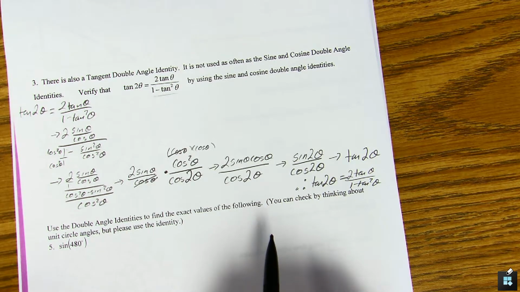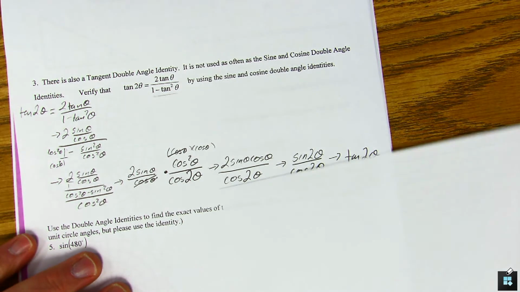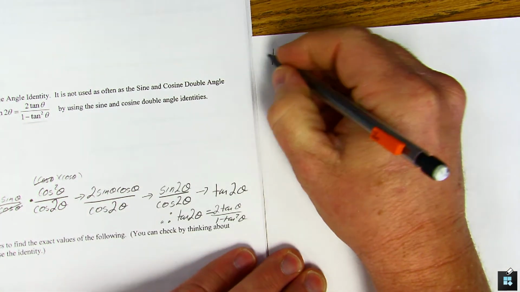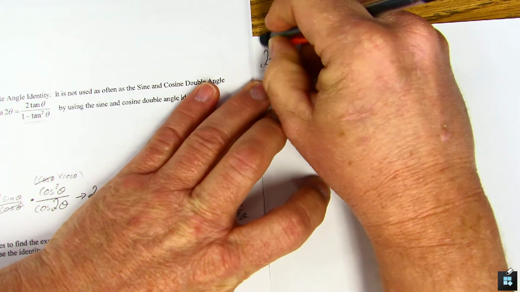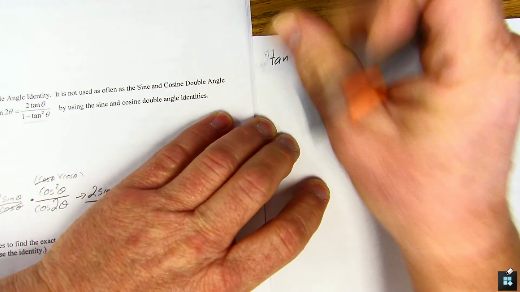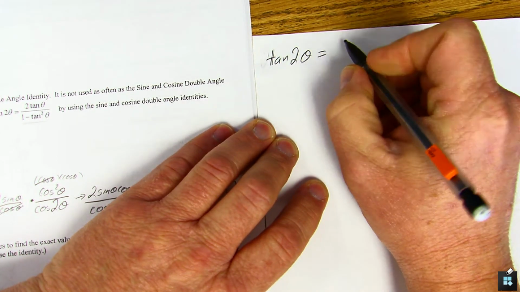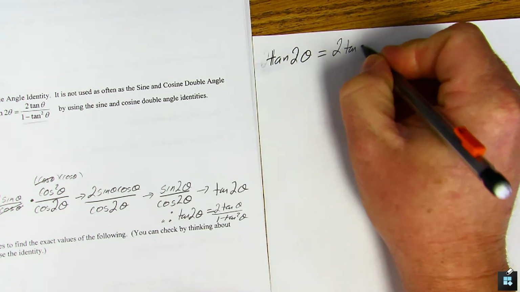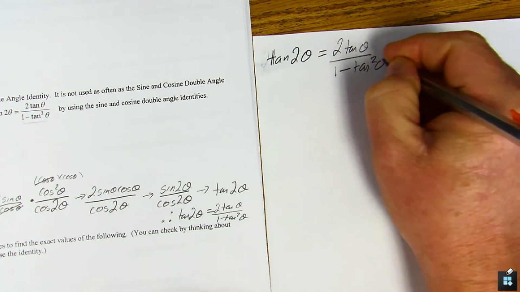Okay, now I said I was going to show you 2 different ways to do this problem. So that was way number 1. I'm now going to show you way number 2. I'm just going to do it on this piece of paper right here. So again, we're going to start out with the tangent of 2 theta equals 2 tangent theta over 1 minus tangent squared theta.